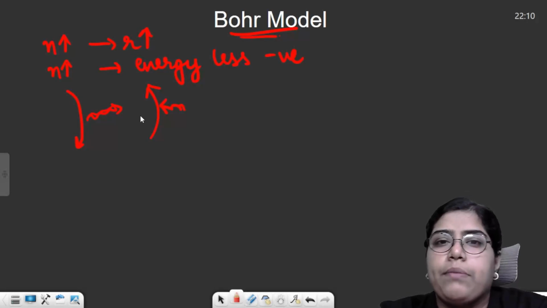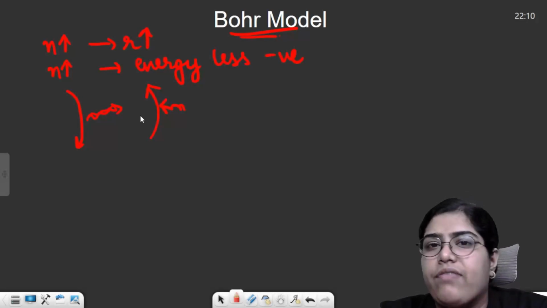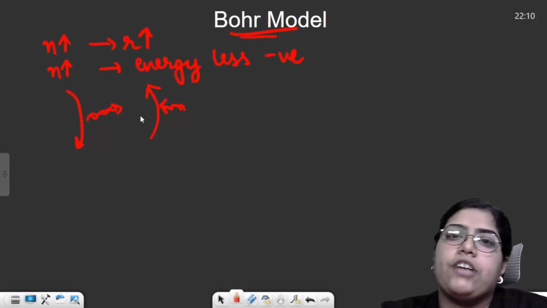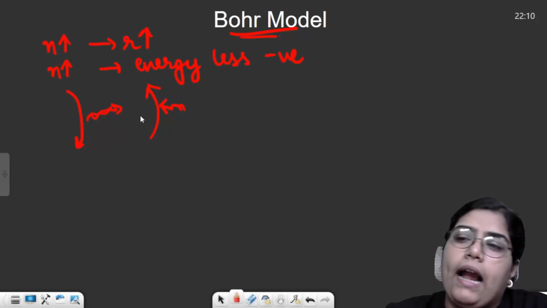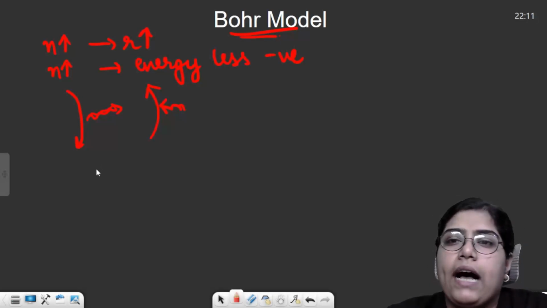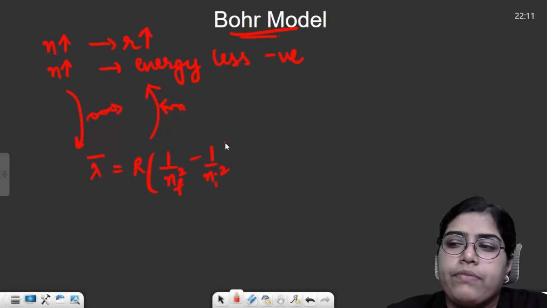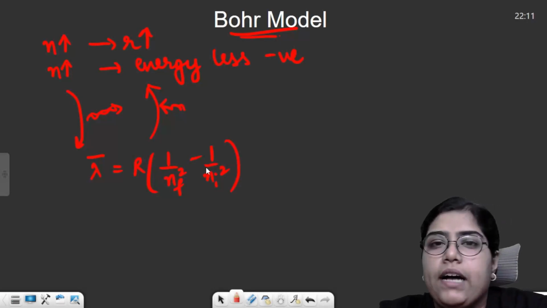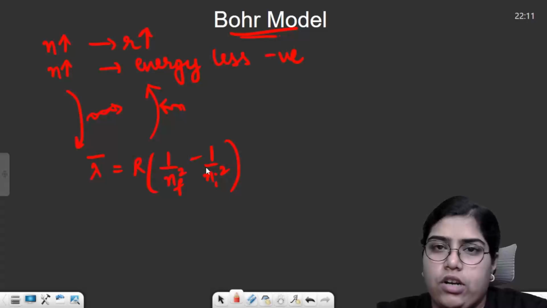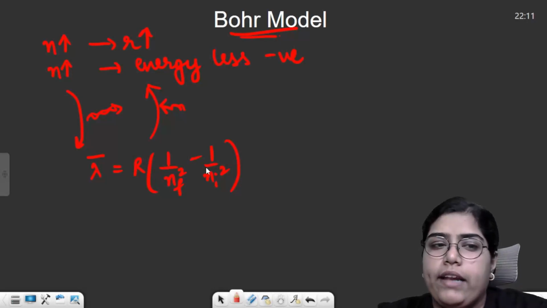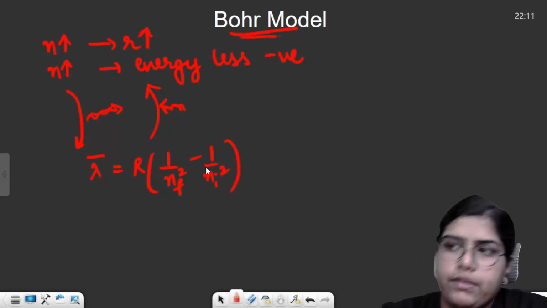You just need to remember the spectral series. There were 5 series: Lyman, Balmer, Paschen, Brackett and Pfund. And over there, you can also be asked to calculate the wave number or wavelength. The formula for wave number was simply Rydberg's constant multiplied by 1 upon nf square minus 1 upon ni square. nf and ni were simply the final orbit and the initial orbit. We just need to put in the values and we'll get the answer.